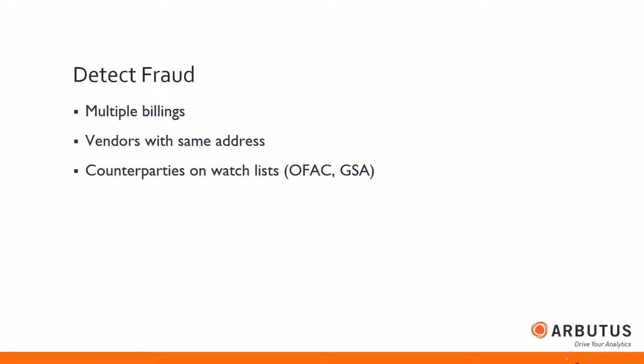Third, parties who are on watch lists. Whenever you transact business with a party, you may have to ensure that they do not fall under one of the watch lists. The Office of Foreign Assets Control, or OFAC, maintains a list of terrorist individuals and organizations, and the GSA, an arm of the US government, has a list of people that it has transacted with in the past who have gone on to commit fraud.